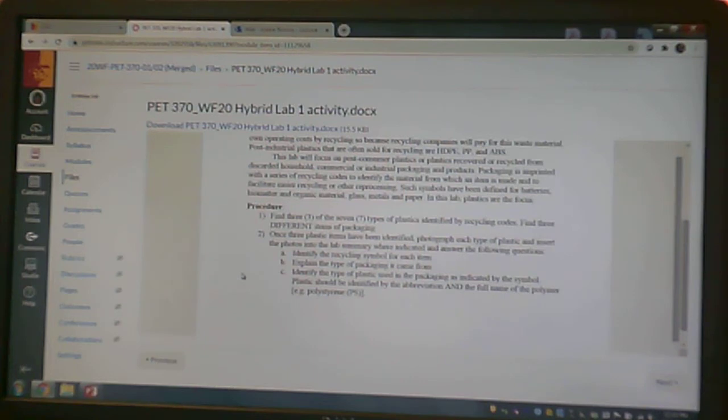Identify the recycling symbol, identify the type of packaging it came from, and then identify the type of plastic used in that packaging. So, in other words, if it's polystyrene, you're going to write polystyrene, and then in parentheses, put PS. Don't just put the abbreviation for that polymer.